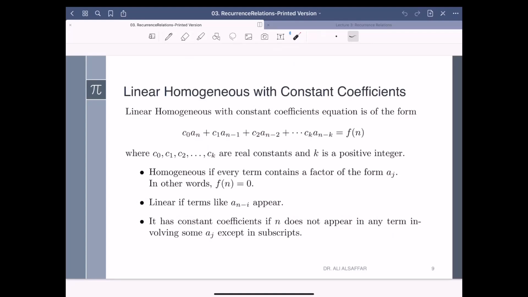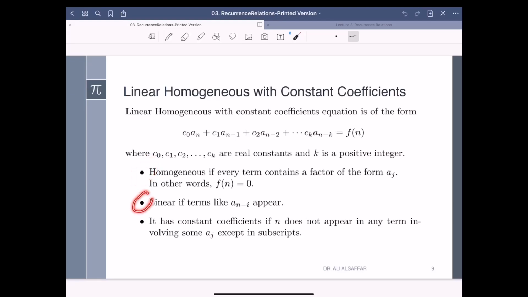Some recurrence relations can be divided into linear homogeneous or non-linear homogeneous. Before we proceed, we would like to check whether a recurrence relation is homogeneous or not. So we will discuss special types of recurrence relations, and if all the conditions are satisfied for this recurrence relation, there is a systematic way to find a general solution. What are these properties? First, it should be homogeneous.